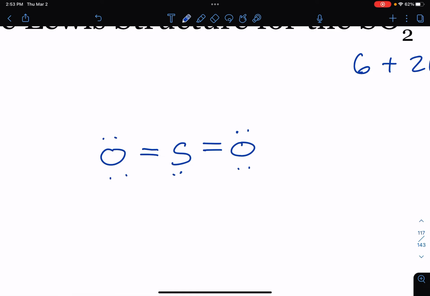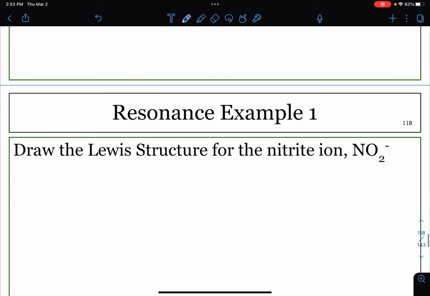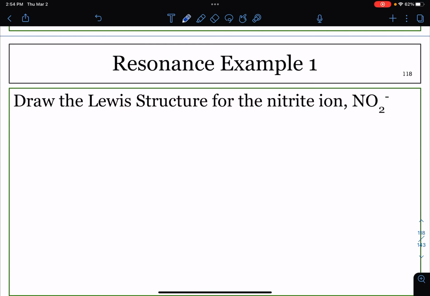But if we were to have an element in the middle that can't have an expanded octet, but we have a similar situation here, we might run into a problem. So this is why we need to learn how to draw resonance structures. And we're going to look at this example. NO2-. This is the nitrite ion.